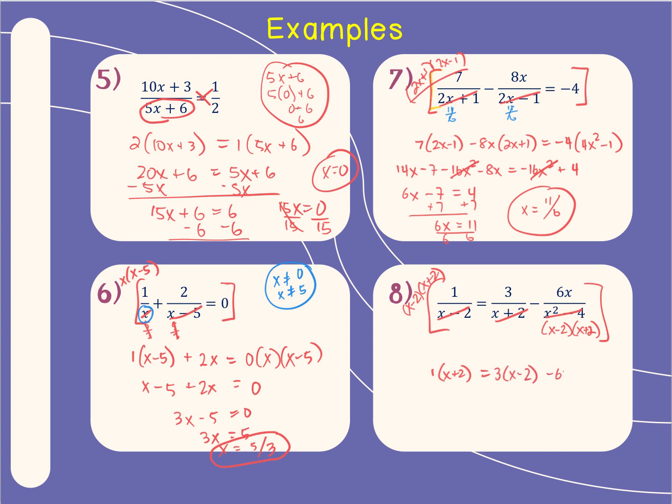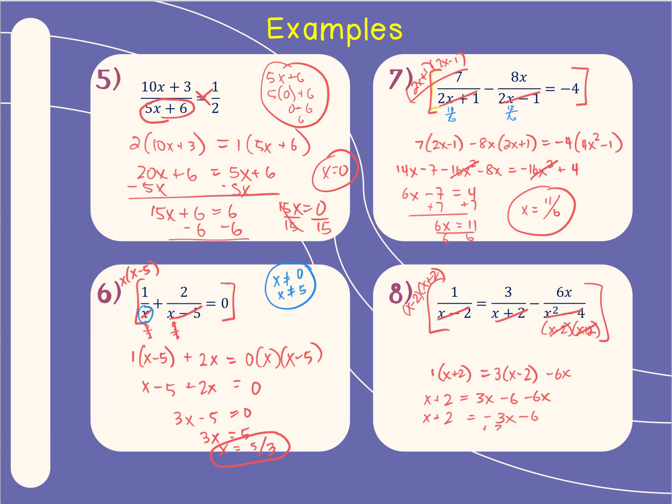I have the minus 6x, right? And then notice that if I multiply, both of them are going to be gone, and I'm just going to be left with that minus 6x. So I'll distribute these numbers. I get x plus 2 equals 3x minus 6 minus 6x. I'll clean up the right side. It's going to be minus 3x minus 6.